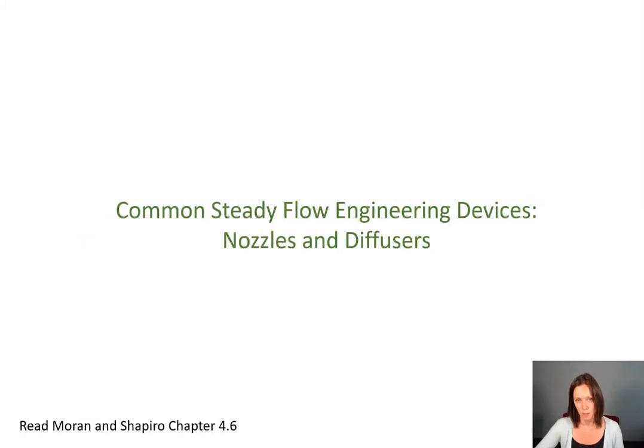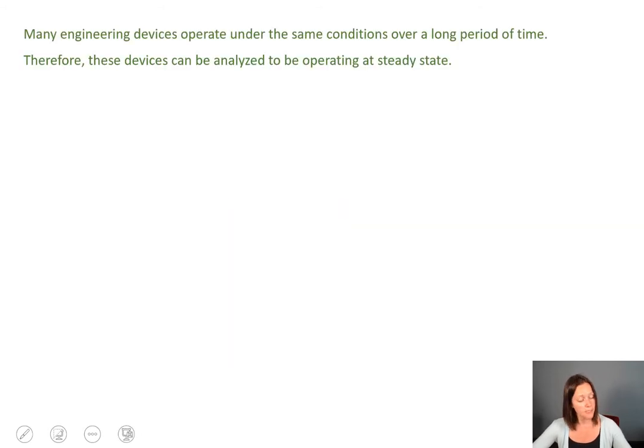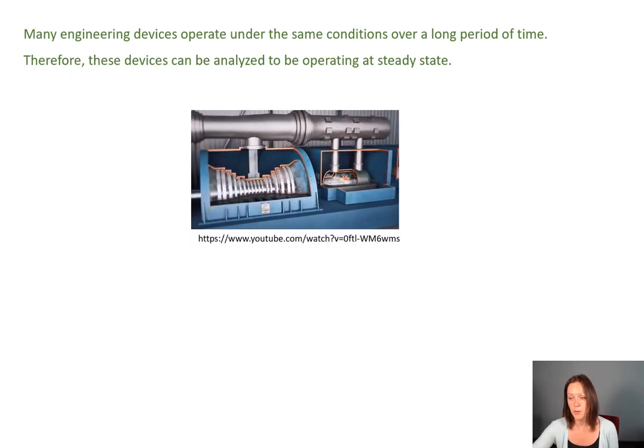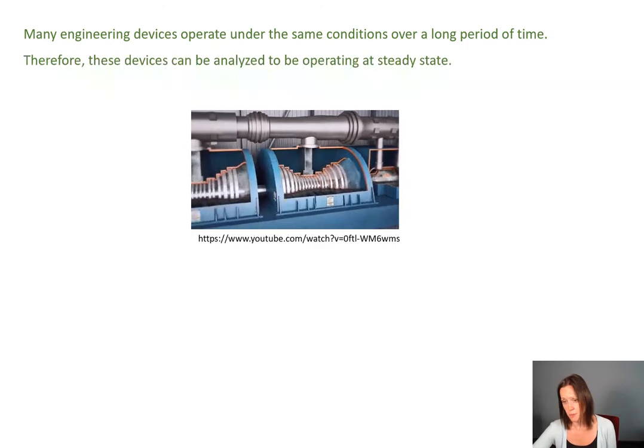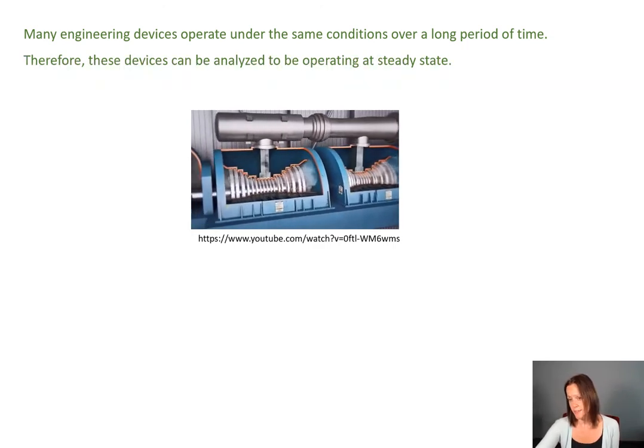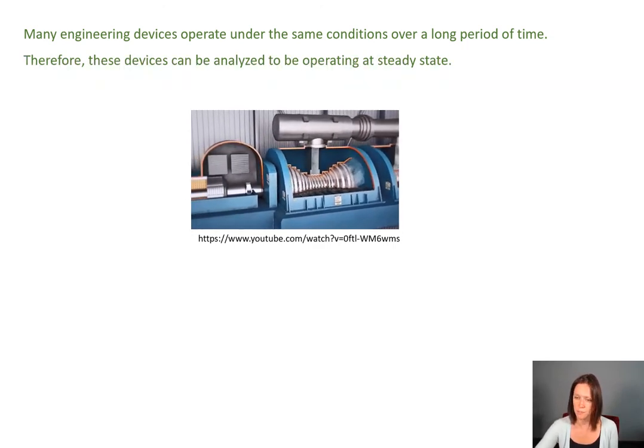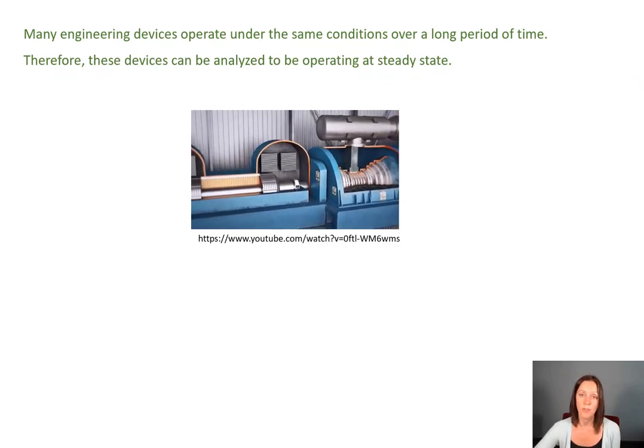In this segment, we're going to talk about common steady flow devices, specifically nozzles and diffusers. Now, many engineering devices are operating under the same conditions for a long period of time. For example, what you see here looks like we're on the floor of a turbine building, and you've got a couple of turbines beside each other.